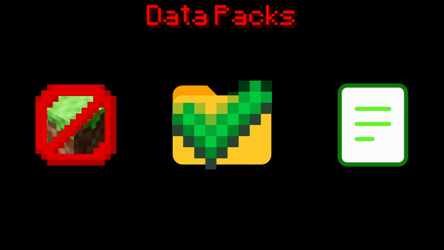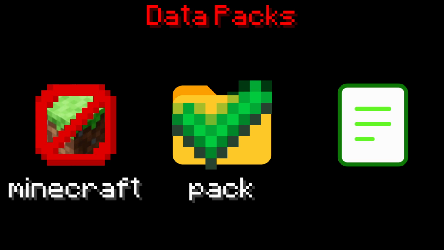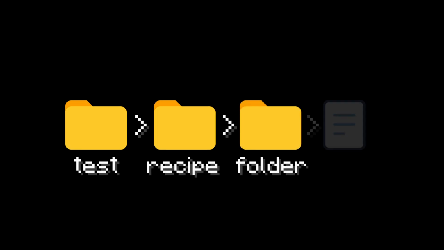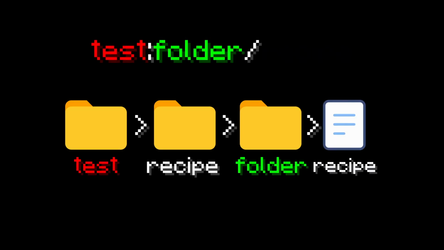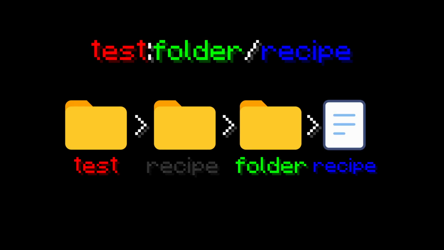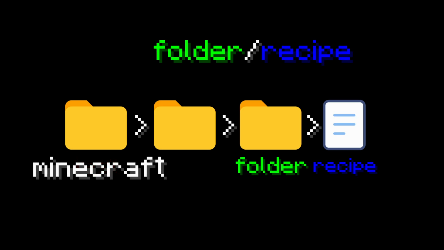To keep things organized, Minecraft uses namespaces to separate files in one data pack from another. For example, I will create a data pack with the namespace test that has a folder in the recipe folder called folder. I'll create a recipe in this folder called recipe. That means that the path to this folder is test:folder/recipe. We skip the recipe folder since Minecraft already knows that this is a recipe. When writing commands, you can even skip the namespace, which will always default to the Minecraft namespace.